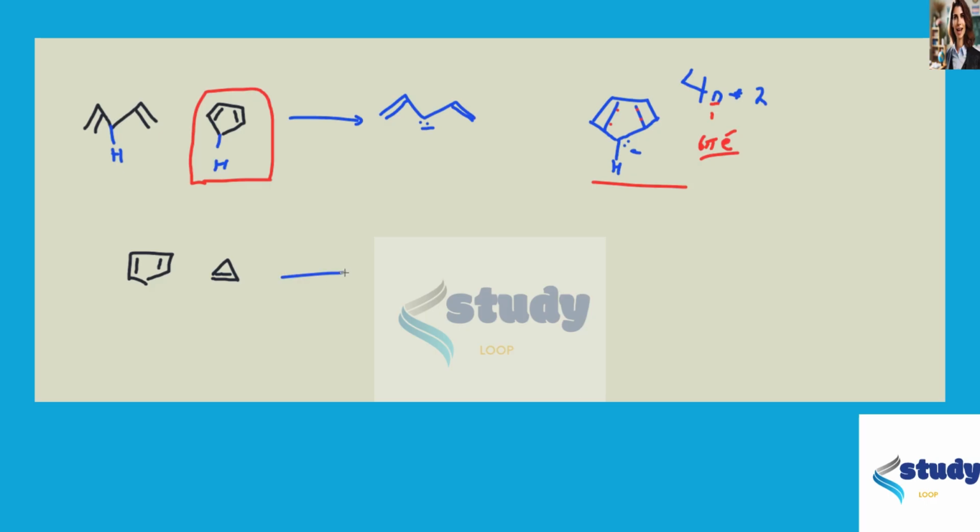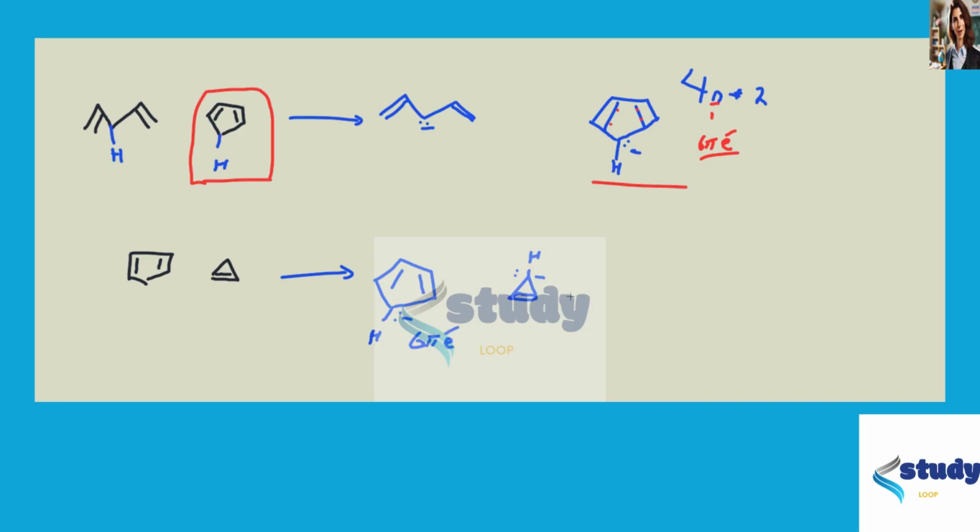Now, using that same logic, let's do the second problem. So in the second problem, we have that same molecule, so we already know this is going to be aromatic. And then we have now a cyclopropene. So we already know this is aromatic with 6 pi electrons. Now let's check out this molecule here.